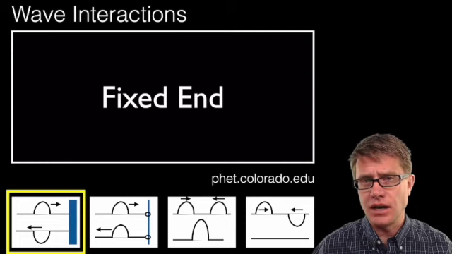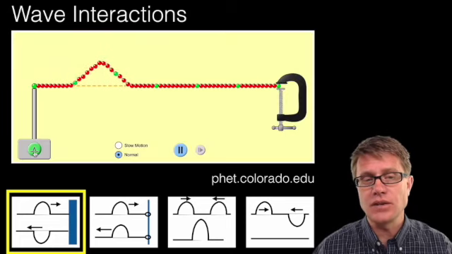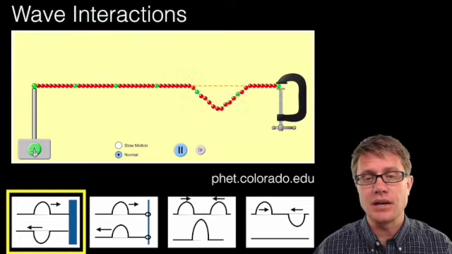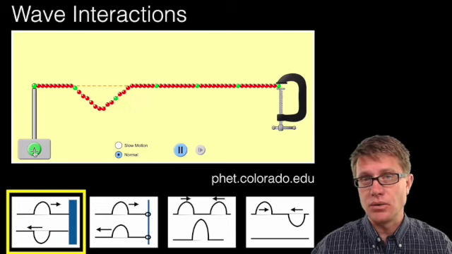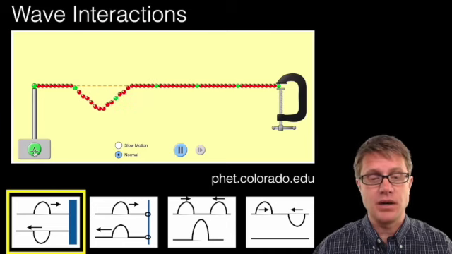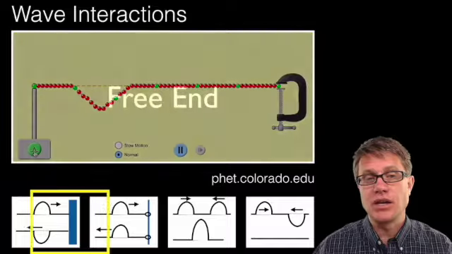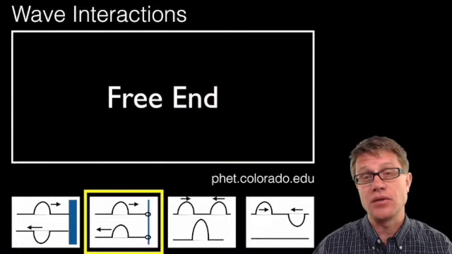Let's start with a fixed end. So remember, if it goes into a fixed end, watch what happens. As it comes back, it's inverted. So it went down on the top and it came back on the bottom. Watch what happens if we now change that from a wave interaction where we have a free end.